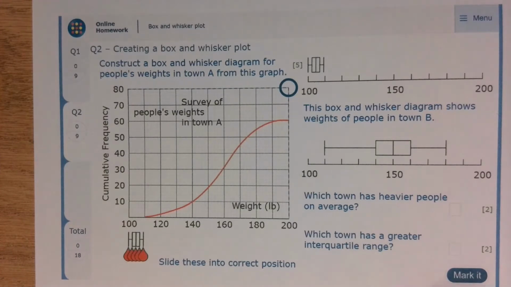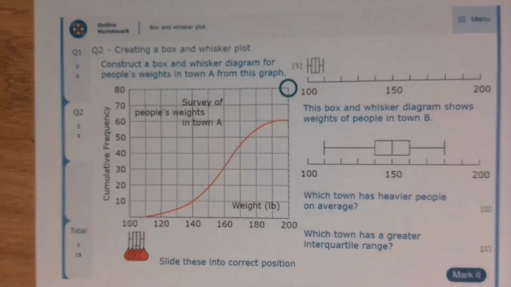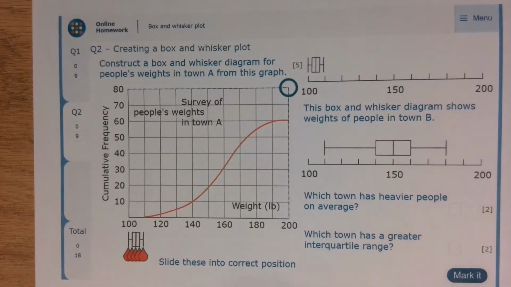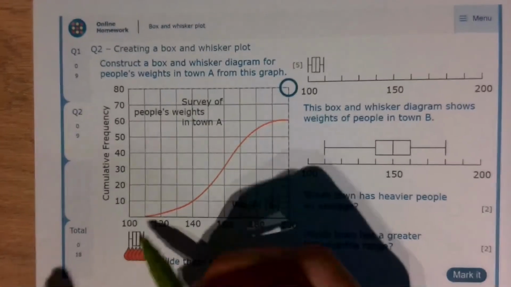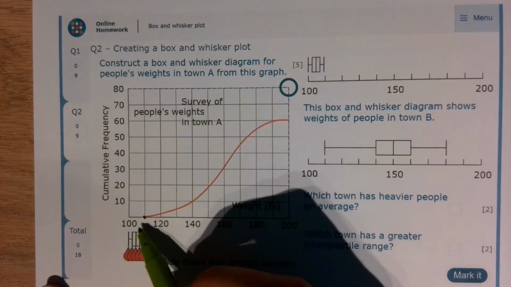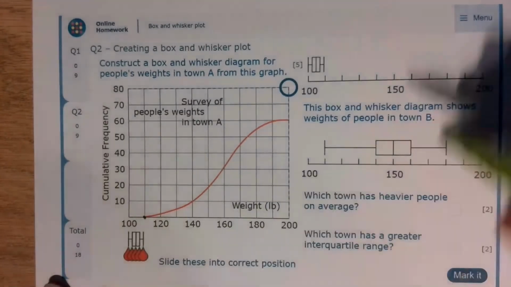You need a ruler for this part. That would have been a good idea to get prepared, wouldn't it? Okay, here it is. So, the minimum and the maximum people's weights. So, what's the minimum weight they could have been? Well, this is the smallest bit, isn't it? So that's 105.